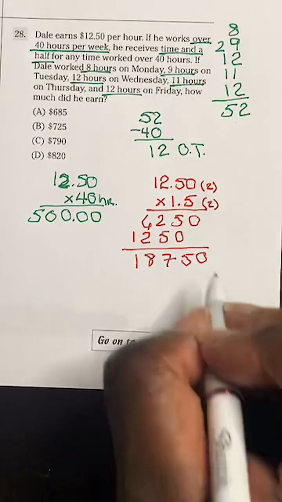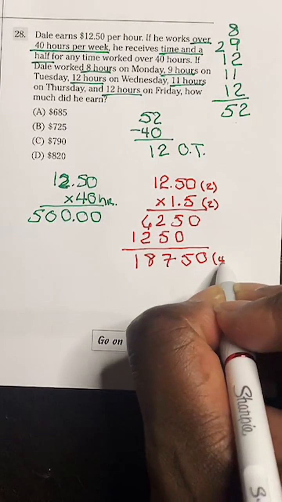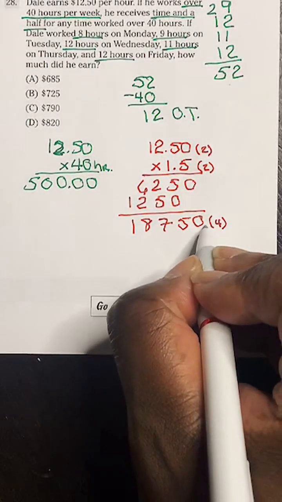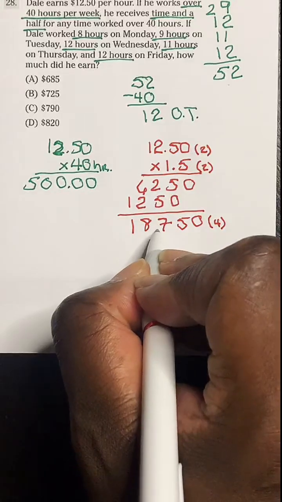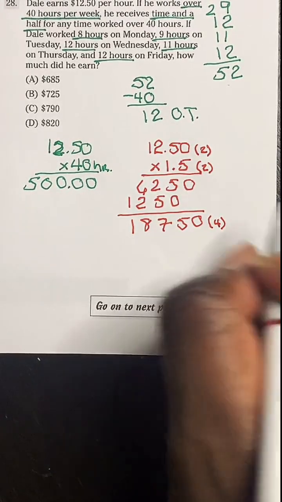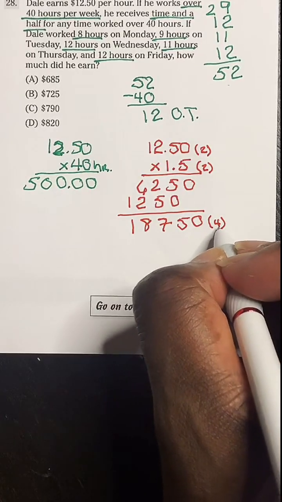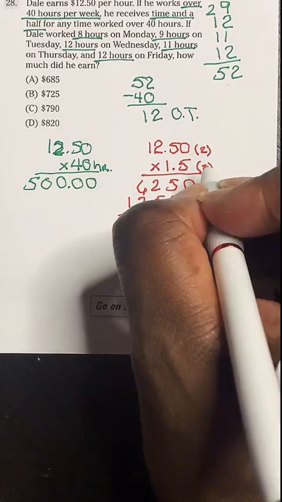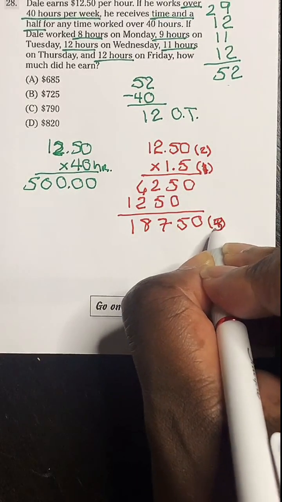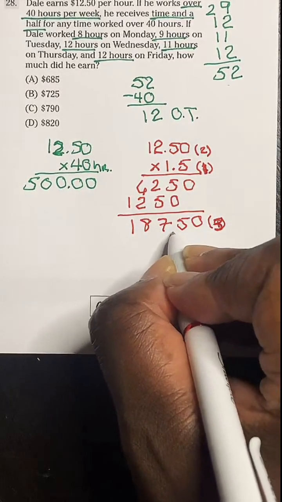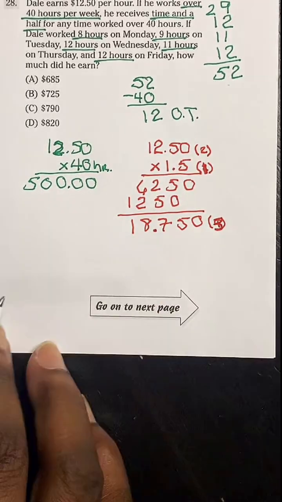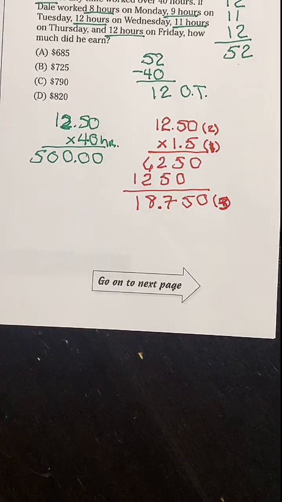So this has 2 decimal places. This has 2 decimal places. That means my answer should have 4 decimal places. Starting here on the end, 1, 2, 3, 4. Oh, I forgot the couple of zeros. That's supposed to be 3 decimal places. So 1, 2, 3. So that will give me 1875.